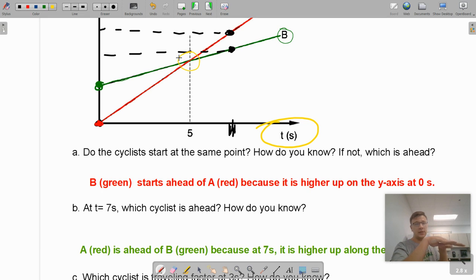So it's coming up behind it. This is 5 seconds together, and then it moves past.